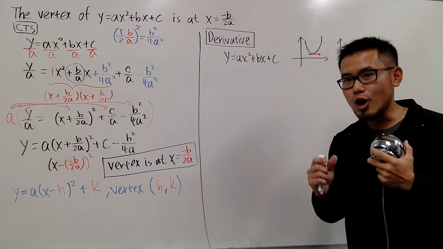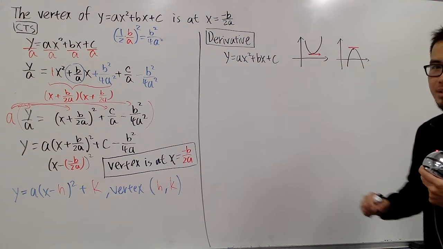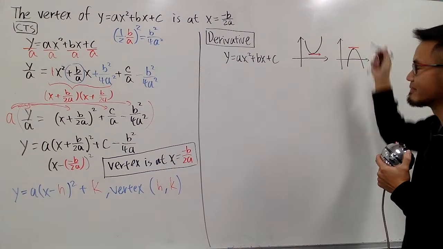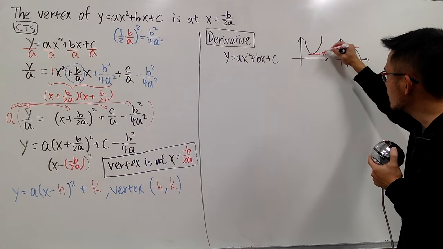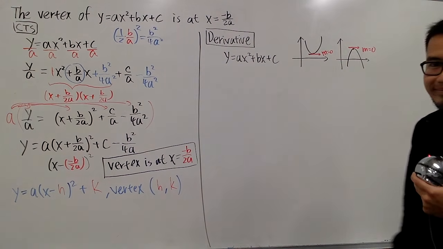Whenever you draw the tangent line at the lowest point or the highest point, the slope of those tangent lines will be 0 because they are just horizontal like this. And let me just label this right here with m for the slope. M is equal to 0. And this right here, m is equal to 0 as well.